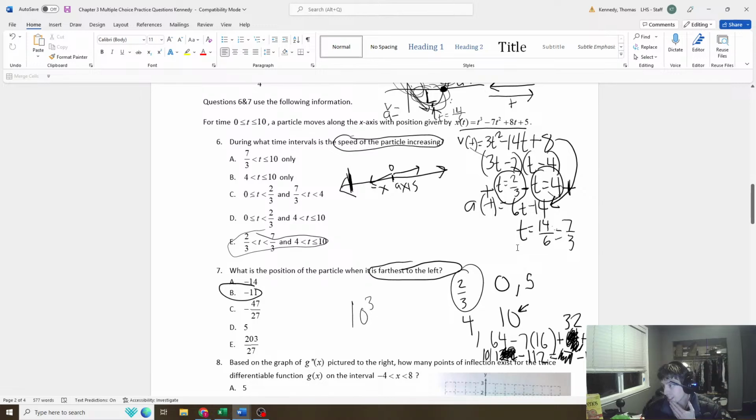Oh, I did 6 at the beginning of the stream. So, big idea, speed is increasing where the velocity and the acceleration match. Again, a match in sign, positive, positive, or negative, negative. And your speed is decreasing when they don't match. That was the big idea for that question.